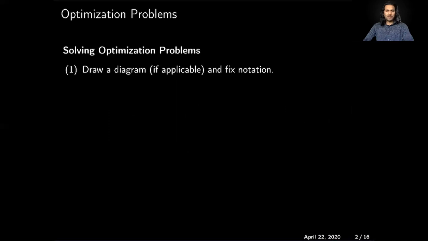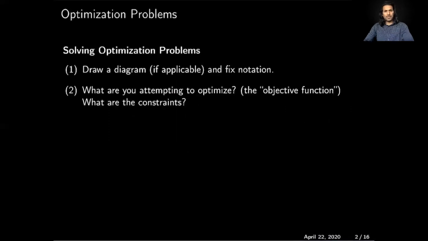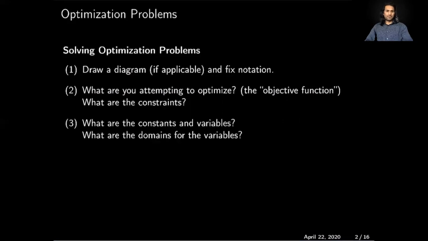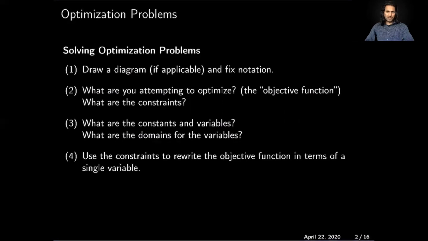The very first step is to read the problem very carefully, draw a diagram if applicable, and fix some notation. In the second step, you would like to find the objective function and the constraints. So we will write down the objective function and constraints in step number 2. In step number 3, you should also identify what are the constants and variables and what is the domain for the variables. And my suggestion number 4 is to use the constraint to rewrite the objective function in terms of a single variable.